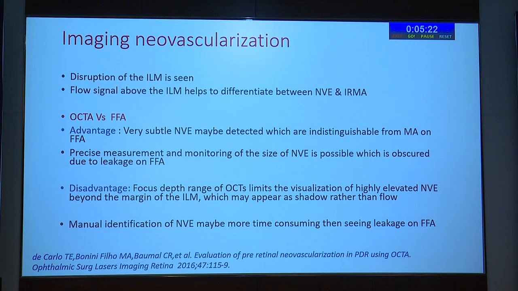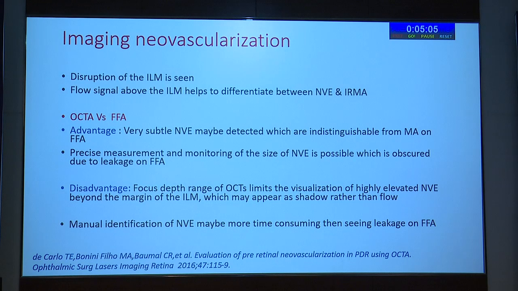Now coming to imaging of neovascularization. So the question is, are we able to pick up neovascularization on OCTA? Well, yes. We all know when the neovascularization is beneath the ILM, we label it as IRMA, and when it crosses or breaches the ILM and grows above that, we label it as a neovascularization. And when we compare an OCTA with an FFA, the advantage would be that very subtle NVEs are going to be detected on doing an OCTA, and which may not be very well picked up till they start actively leaking on an FFA.